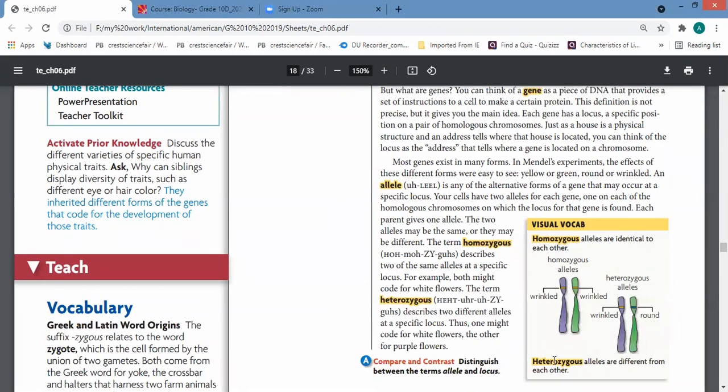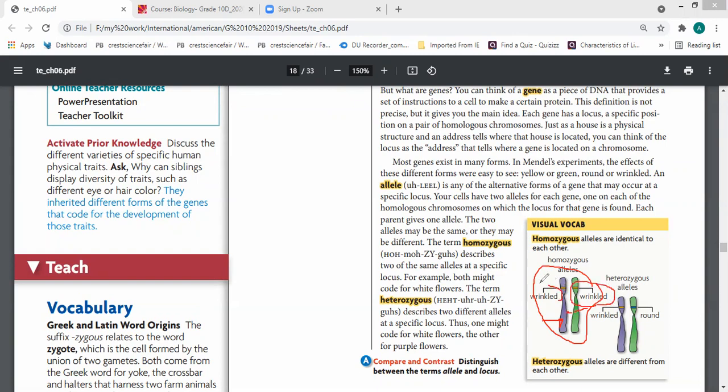Homozygous like this. They are identical, which means you inherited the same gene with the same form from the parents. This one, for example, from the male, and the green one from the female, and both of them are similar, wrinkled, as you can see. So both are similar, so it's called homozygous.